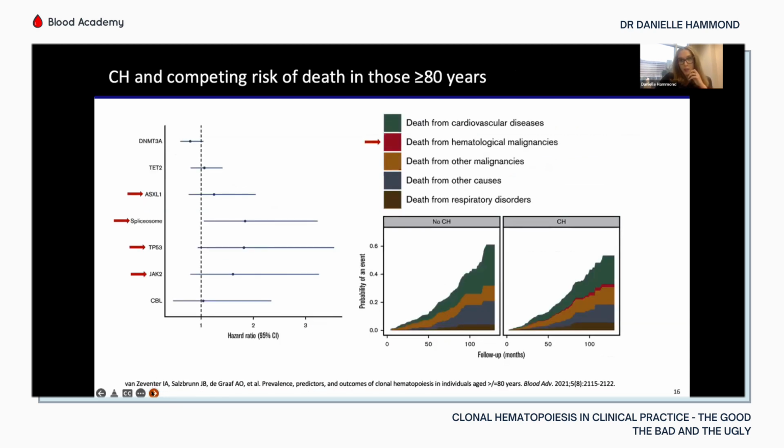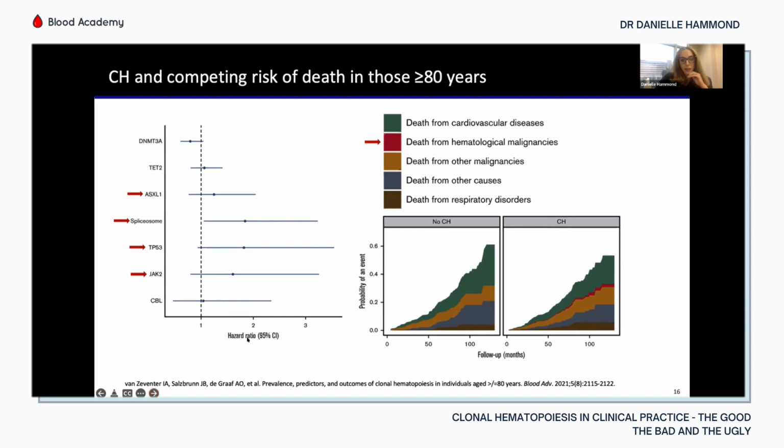And this is a study from the Netherlands with fairly similar findings, also looking at patients exclusively 80 years and above. The thing to point out here is that they actually built a competing risk of death model. Because often the argument is, if you find clonal hematopoiesis in somebody over the age of 80, well, they're likely to die of other causes. So, why study this? Why follow this in this patient?